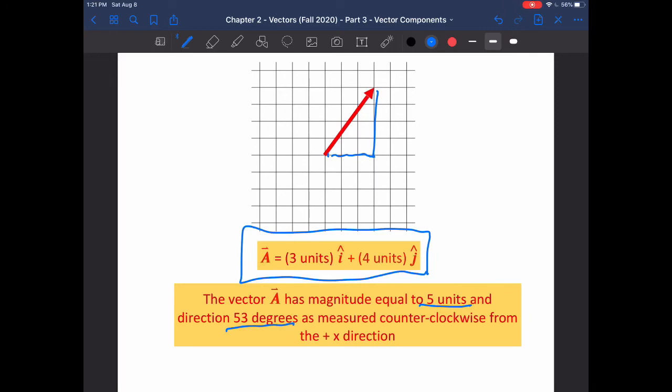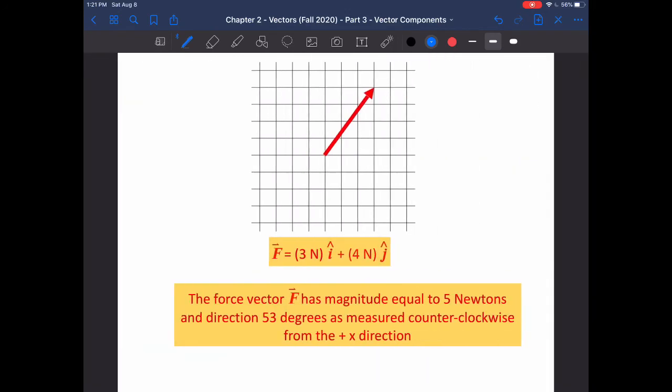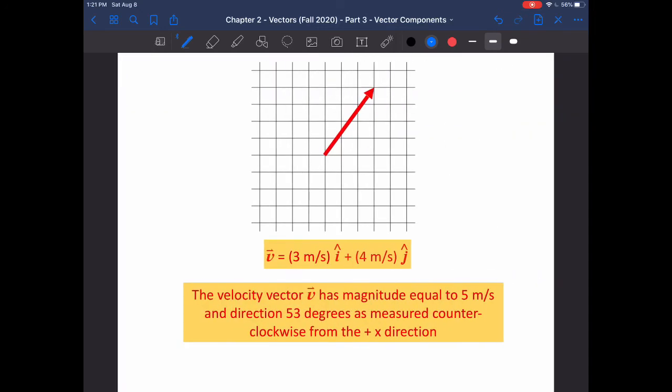But most of the time when we use vectors, it's not going to be just a purely mathematical vector like this, it's going to be a real physical quantity that has real units, right? So this could be a force, in which case the x component of this vector would be 3 newtons. Right? This would correspond to 3 newtons, and this would correspond to 4 newtons. Right? So this would be a force with magnitude equal to 5 newtons and direction 53 degrees counterclockwise from the plus x direction. Or this could be a velocity vector where the units would be meters per second, right? So just make sure you include those units if you're using vectors for a real physical quantity.